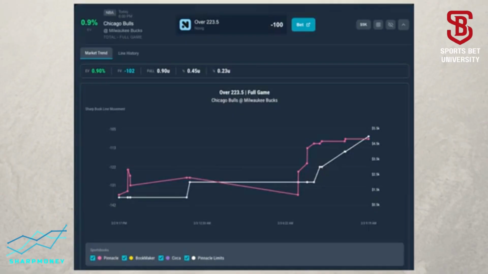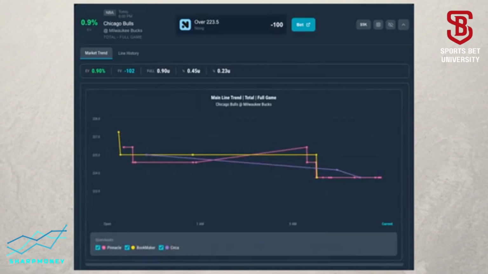a reference here, so I understand if that's not enough information for you, what you can do is scroll down and see the main trend line. So you can see what Circa Bookmaker and Pinnacle have their main line set at, and you can see that these numbers are dropping. But this is something you have to be careful with. In the main market trend, you're not looking for dropping lines. You're looking for lines going towards your bet.